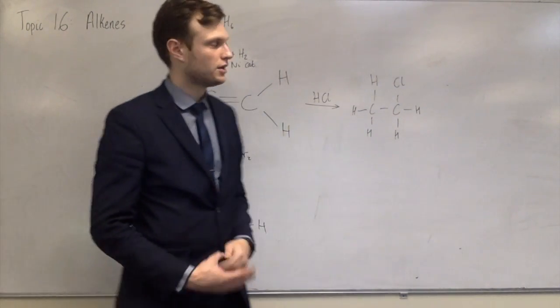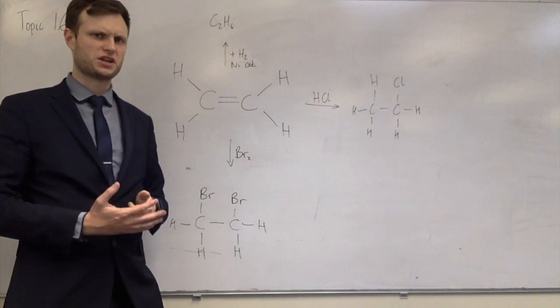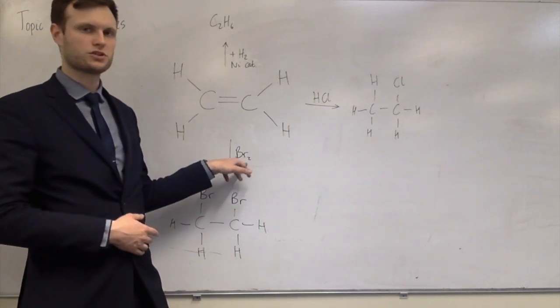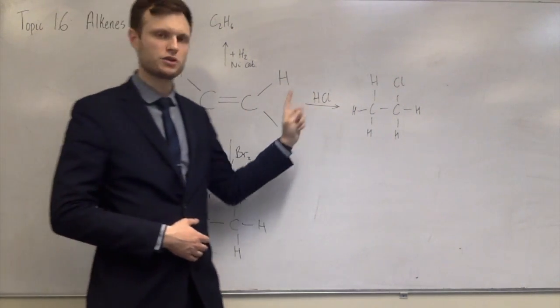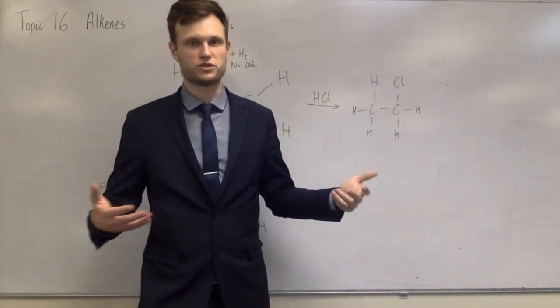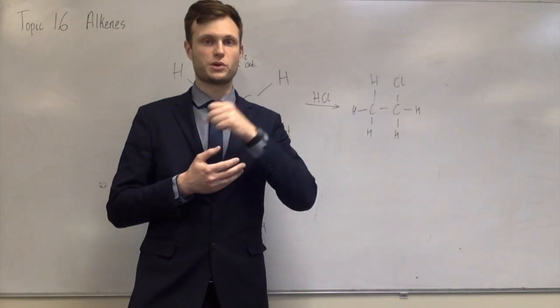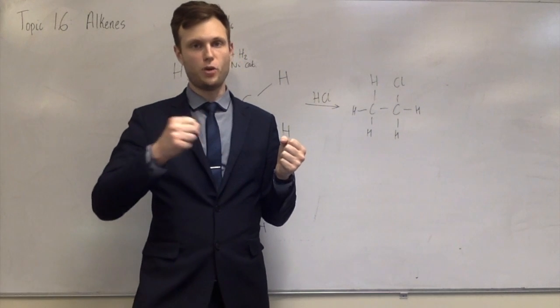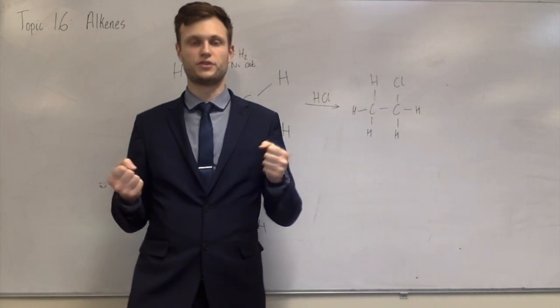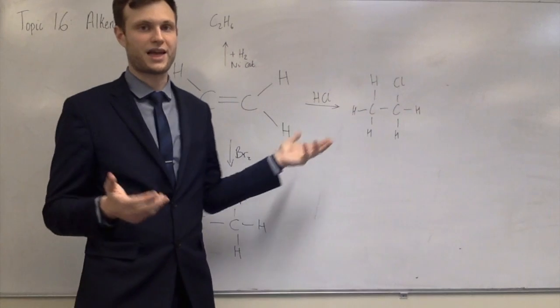Other things we can add are water. Now water's slightly more difficult because bromine's got 2 atoms, hydrogen's got 2 atoms, hydrogen chloride's got 2 atoms, water's got 3 atoms. But what you do is you just put H onto one carbon and OH onto the other carbon. And so you get an alcohol, in this case ethanol.